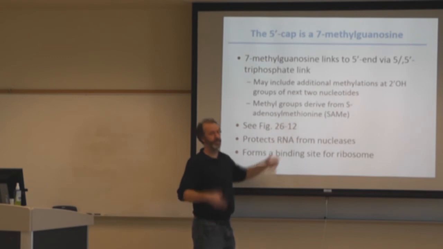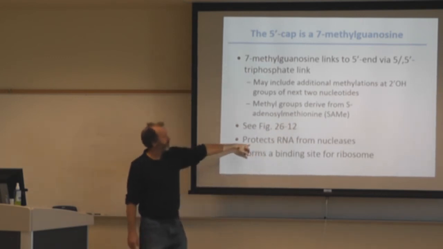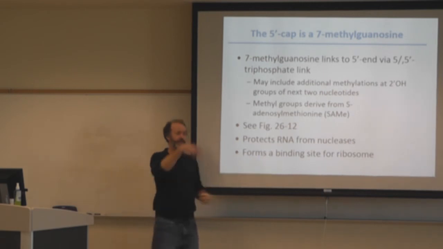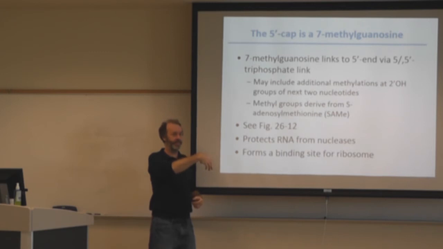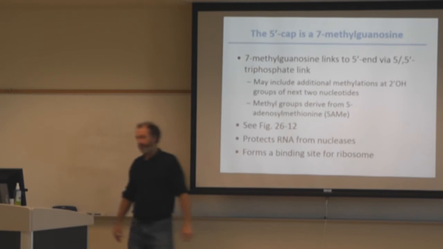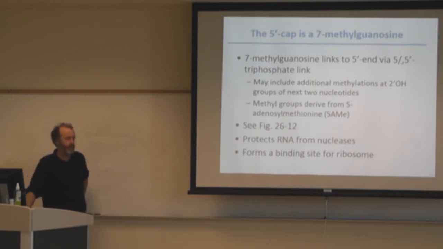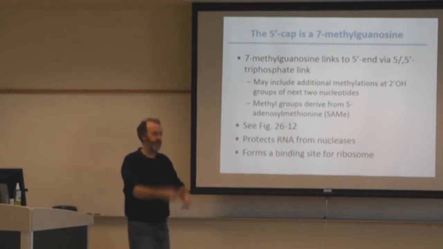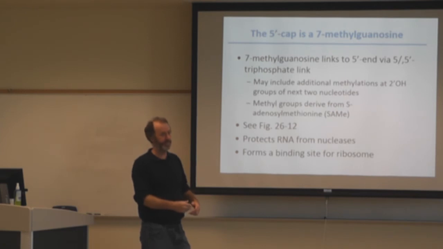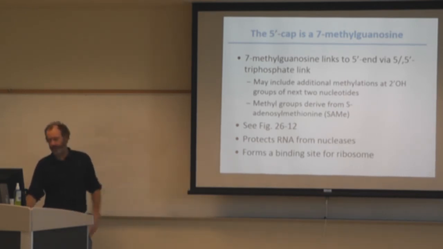Have a lot of this around, you won't have a deficit. So it protects the RNA from nucleases because you're putting an abnormal group on the 5' end of that nucleotide, which will increase the half-life. And it forms a binding site for the ribosome, because you have the cap binding protein, which will coordinate with the poly-A binding protein to recruit the ribosome to bind.